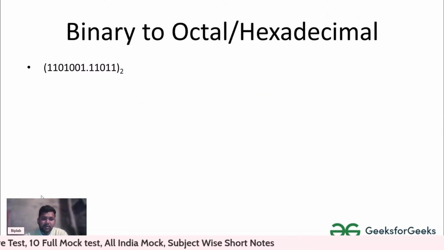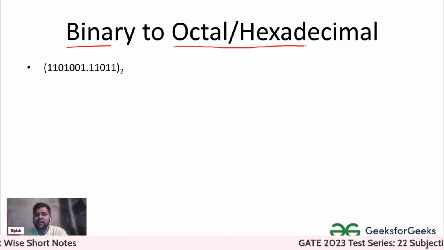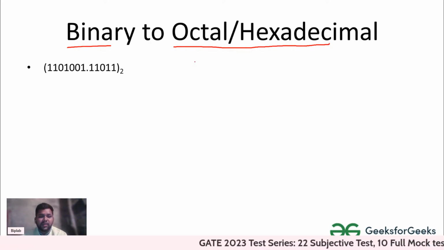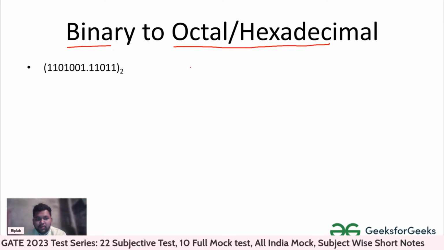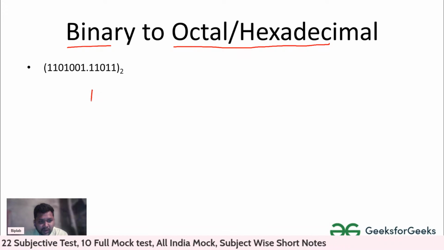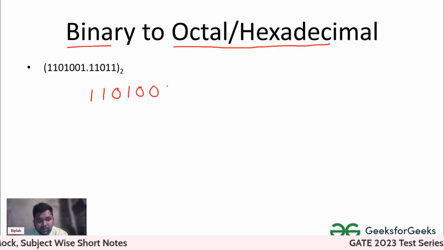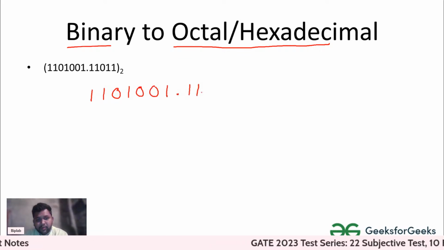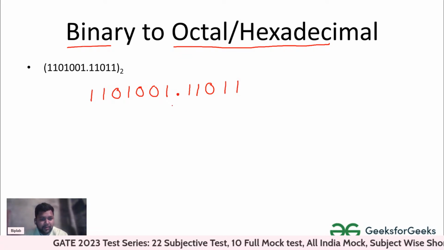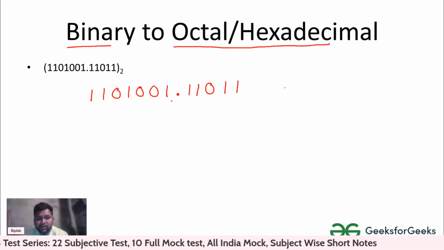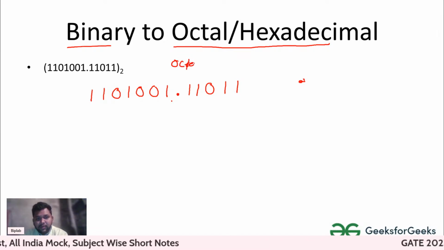Now we will also see some conversion directly from binary to octal or hexadecimal, because that is a little bit easier. You don't need to go through this long process. You can very easily get that. So let me write this easier one: 110 1001 point 11011. Again, first look at the floating point, and from the floating point, let's say we want to convert it into octal. We are doing it for octal.